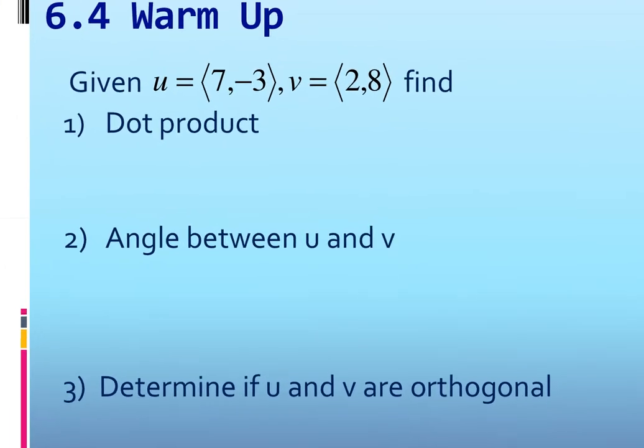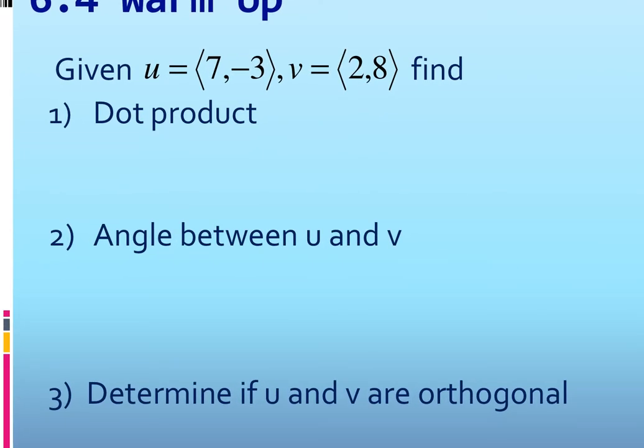So given u is 7, -3, and v is 2, 8, if I want to find the dot product, I would do 7 times 2 plus -3 times 8, and I'd get 14 minus 24, which is -10. That's the dot product of u and v. And again, it would either say find the words dot product, or it would do u dot v like that. Those mean the same thing, so be prepared for either.